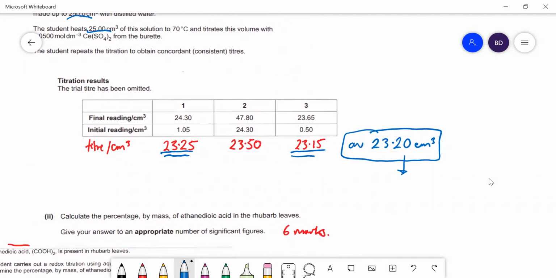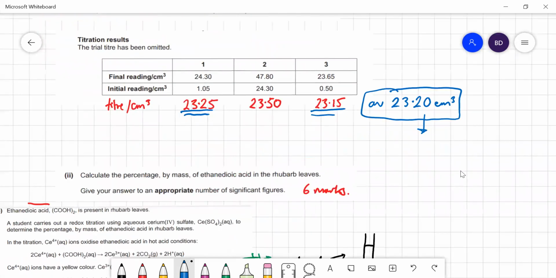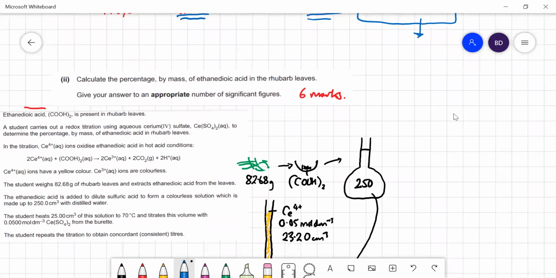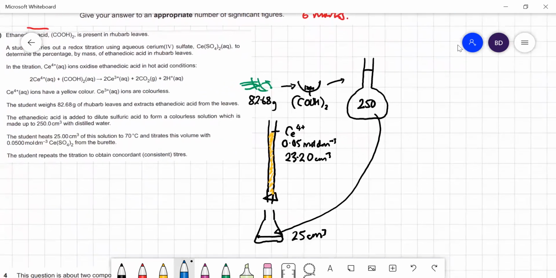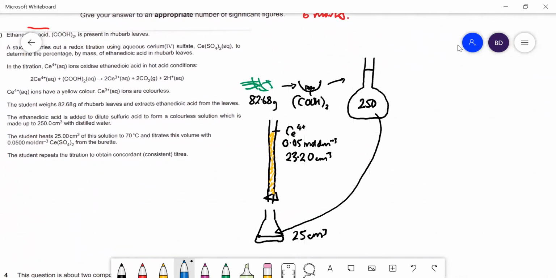Okay. So what we've got to do is calculate the percentage biomass of the ethane dioic acid in the rhubarb leaves. Okay, so how are we going to do it? So what I've done is I've copied the instructions, or what the student did again. So let's go through this. Okay, so he's got his rhubarb leaves, those green things there, 82.68 grams of rhubarb leaves. He extracts it just to get the ethane dioate, which I've written like that. That's made up into 250 solution. Take 25 out, and you titrate against this yellow cerium ion.